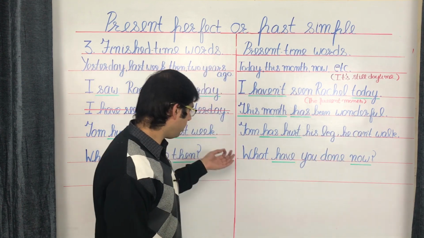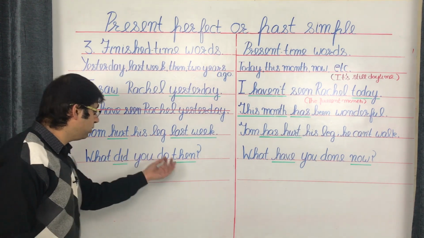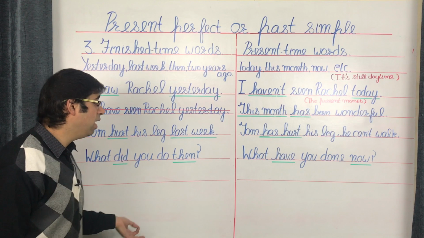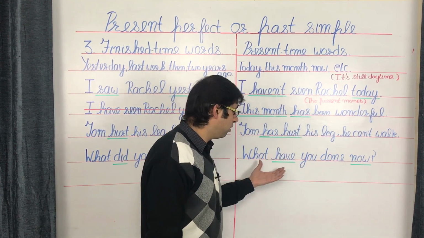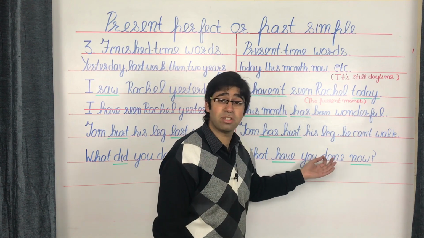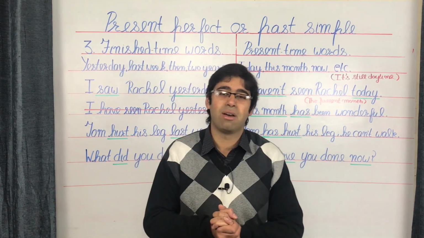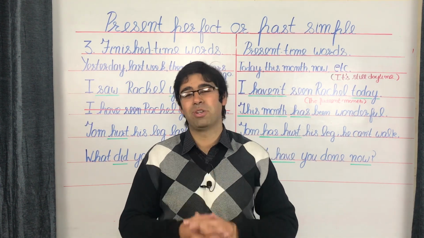And finally, another set of simple examples, you have sentences as what did you do then? You've got that then as the past expression, so simple past, what did you do then? And finally, you have what have you done now, which is the present perfect for the reason that you've got a present expression in that sentence as now. So that is the third difference, which is between the finished time words and the present time words. Let's move on to the next one.